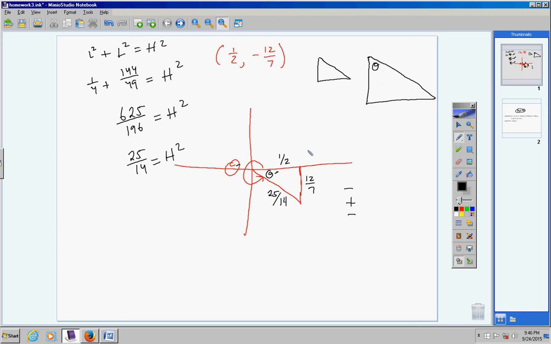Okay, so here we go. Multiply this by 14 and you get 7. Multiply this by 14 and you get 24. Multiply this by 14 and you get 25. Now that's a lot nicer. Okay, so here we go.